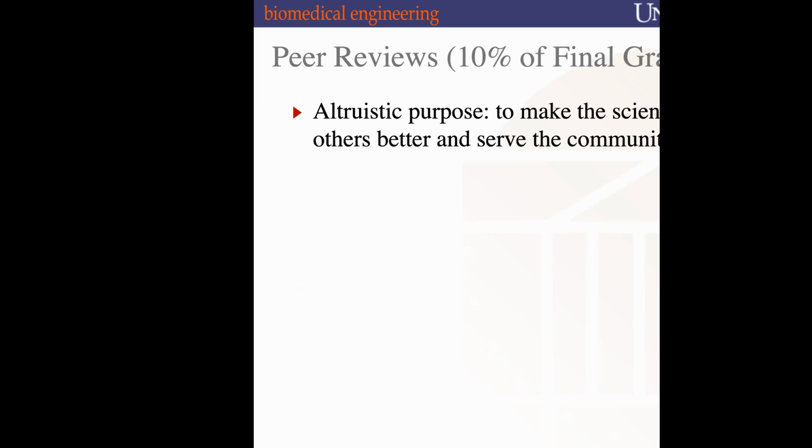So the peer reviews. Why do we do the peer review process? An altruistic purpose of the peer review process is to make the scientific work of others better. We want to try and help each other. We want to try and lift everyone up and make everyone's work a little bit better and to serve our community.